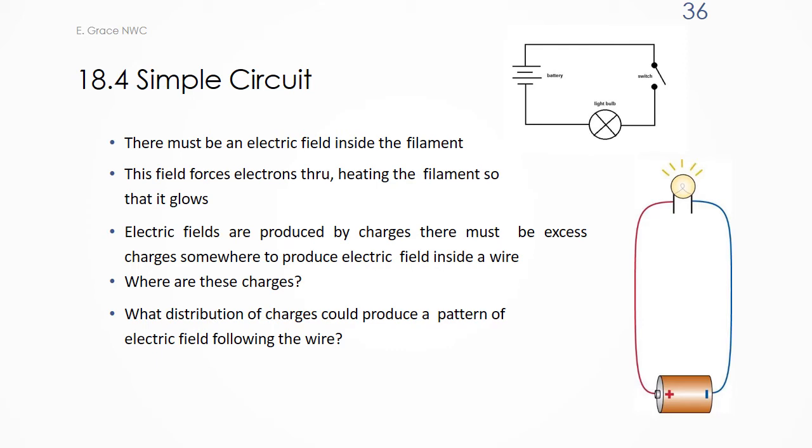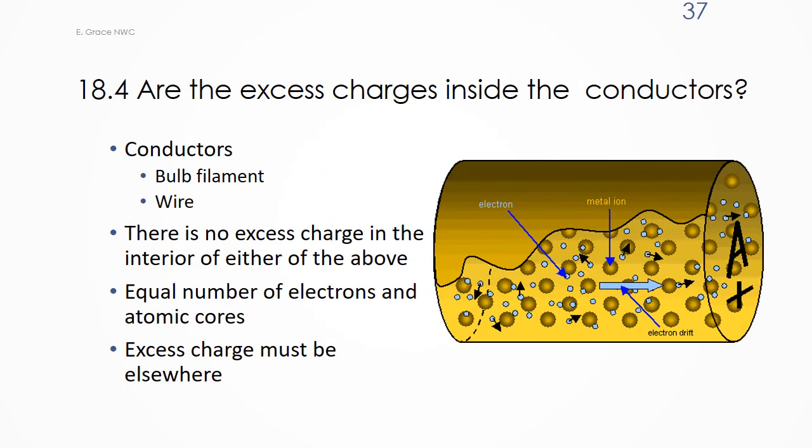So let's go through the different circuit elements. Are the excess charges inside the conductors? I mean, maybe. So we've got two conductors. The battery is not one of them. So you've got the bulb filament made of some sort of conducting material, and you've got the wire. And we know that there's no excess charge in the interior of either of the above. Remember, excess charge means charged. They would have an equal number of electrons and positive atomic cores canceling each other out. You can kind of see that here. You've got the electron bopping around all these metal ions. So the excess charge must be elsewhere.